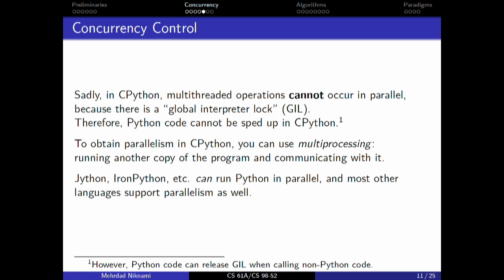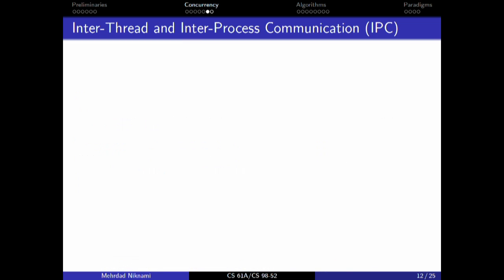There are other flavors of Python, though, that actually can run in parallel. There's Jython, there's IronPython, and those can actually run Python code in parallel. So it's not a Python limitation. It's just the limitation of this particular version of Python.